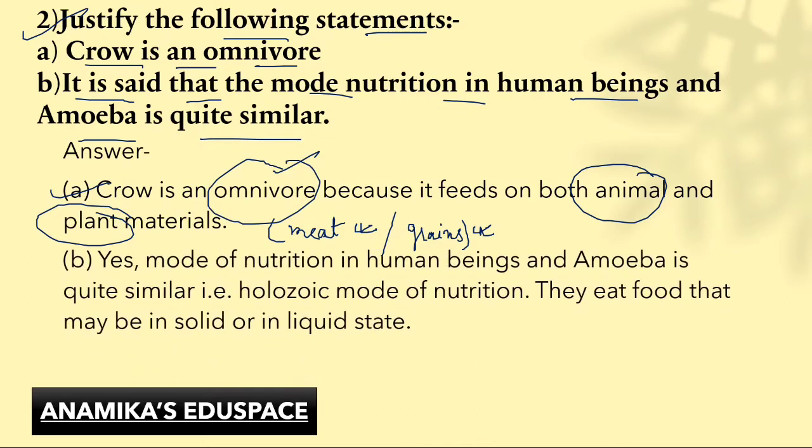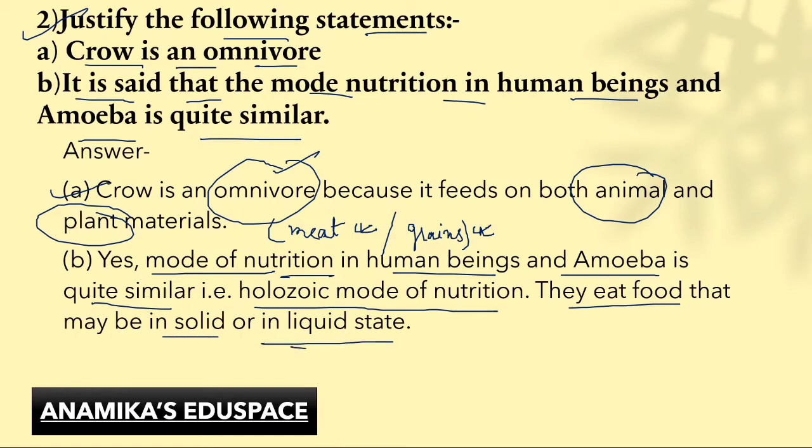Next, number B. Yes, it is said that the mode of nutrition in human beings and amoeba is quite similar. That is holozoic mode of nutrition. They eat food that may be in solid or in liquid state. Clear? So this is clear that amoeba and human beings have quite similar modes of nutrition. Clear, students? Let's move ahead.